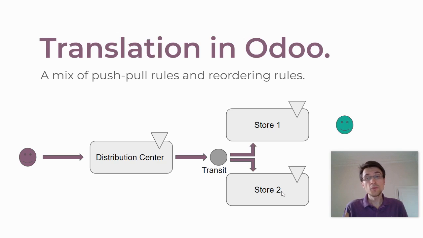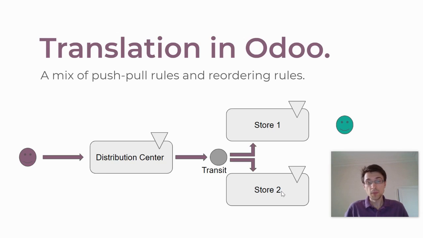So if we were to go for the first option, which is a full push strategy here, we would create first a manual purchase order, which is the first arrow when you come into the distribution center. We would then dispatch the items from the central to that transit location, and we would then push the items to the stores by using push rules.